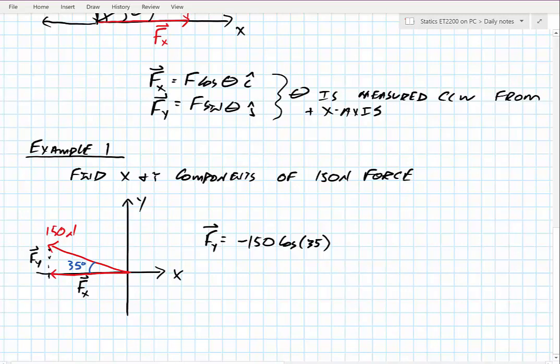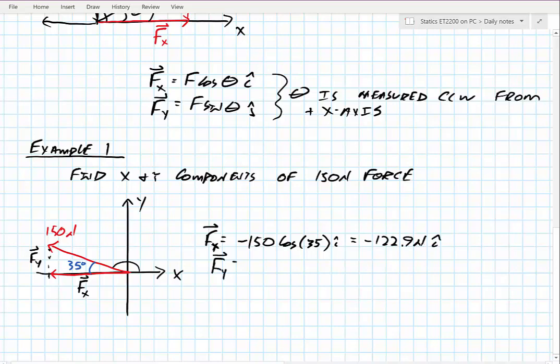As an alternative, I could have found this angle, that angle being 180 minus 35, and then use the cosine of that angle, and the signs would take care of themselves. Either way will work. I just think this way is a little bit quicker. That's supposed to say F sub x. Looks a lot like a y. And if I do that, I end up with something like negative 122.9 newtons i hat.